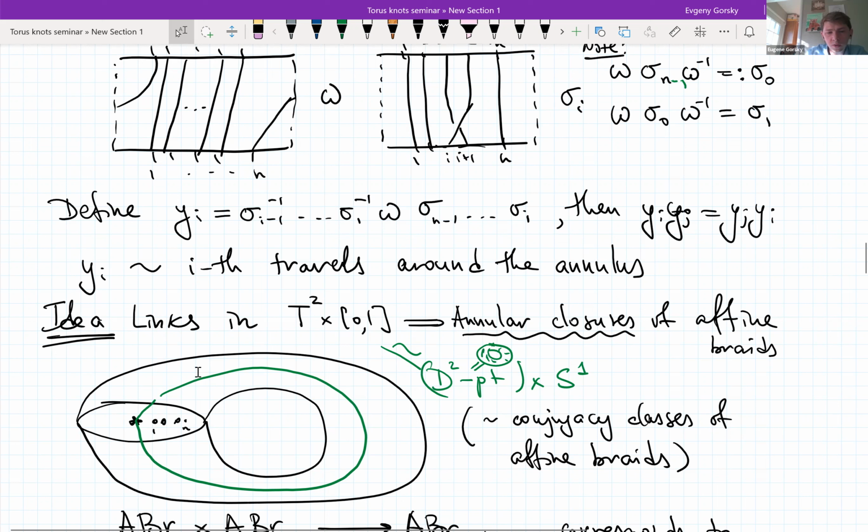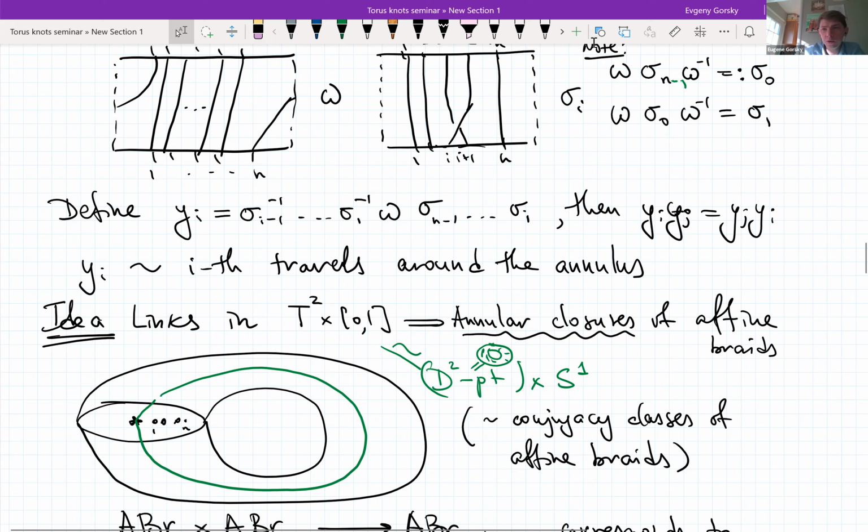And so we want to draw links in this complement to this green core, or we have a link which is essentially an affine braid going around this green core, and then it closes up around this thing. And so this discussion, which I'm trying to explain, is that we, roughly speaking, identify links in this thickened torus with annular closures of affine braids. So affine braids live in the annulus cross interval, but if you close it up, you get another circle, and that gives you a torus.